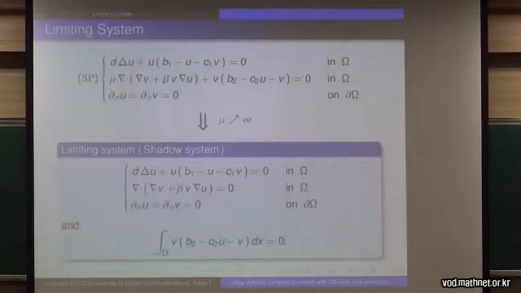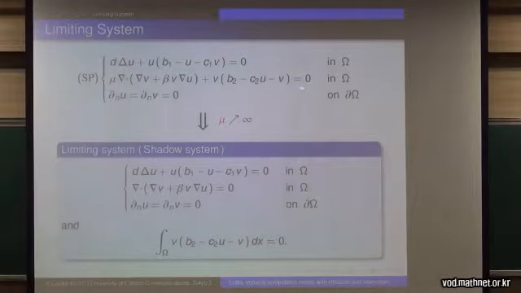Okay, this is our original problem, SP. Deriving the limiting system holds for the general domain case. And let's see this second equation, and divide this second equation by mu, and let mu tend to infinity. So this reaction term vanishes like this.